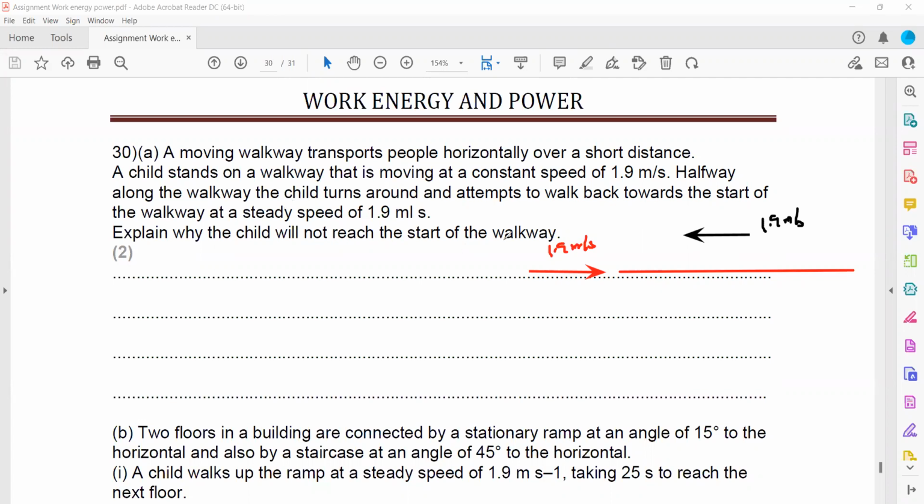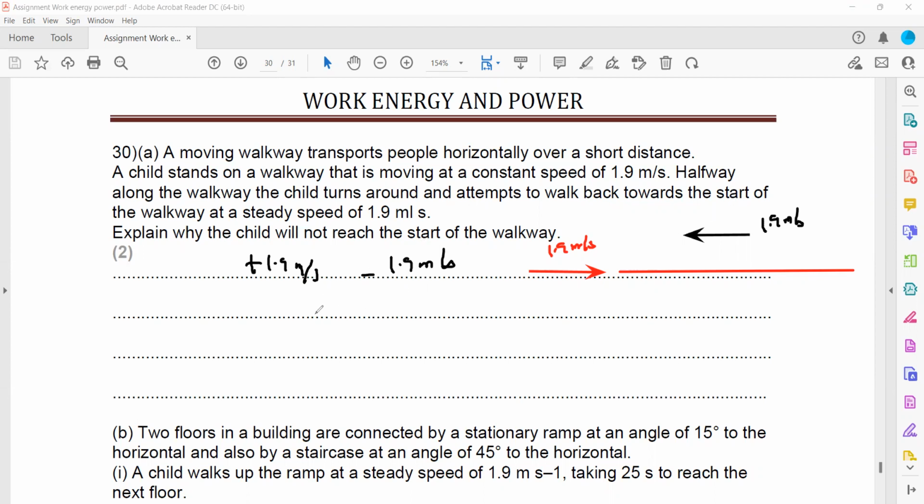Why will the child not reach the start of the walkway? Because there is no resultant velocity. As the walkway is moving towards the right and the child is moving towards the left with the same speed. So if it is plus 1.9 meters per second for the walkway and minus 1.9 meters per second for the speed or velocity of the child.